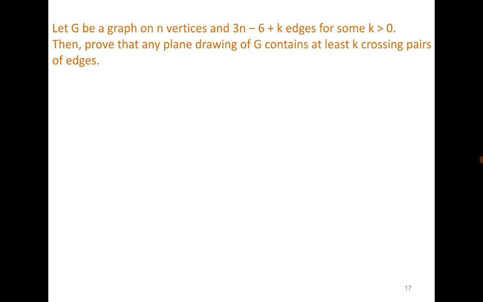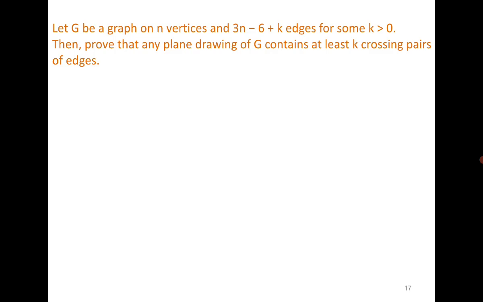So this is a result which we are going to discuss, which helps us to compute the crossing number. It says that let G be a graph on n vertices and it has 3n minus 6 plus k edges, then any plane drawing contains at least k crossings. It is because we know that a planar graph has at most 3n minus 6 edges, so more than those edges will lead to crossings.